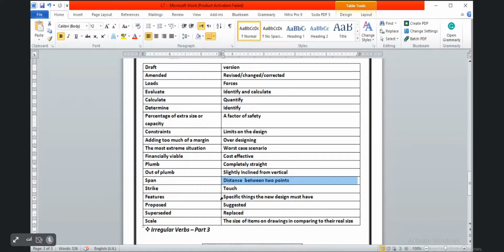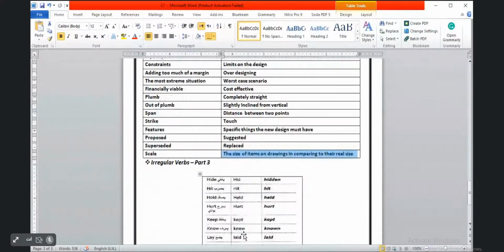Features: specific things the new design must have يعني المواصفات. Superseded يعني replaced. Scale يقول لك this plan is drawn to a scale يعني مقياس رسم. The size of items on drawings in comparing to their real size. من ترسم انت في المخطط ترسمه to scale مثلا 1 to 10 يعني كل متر على الرسم هو يمثل 10 امتار بالواقع. هذا يسموه scale يعني مقياس الرسم.